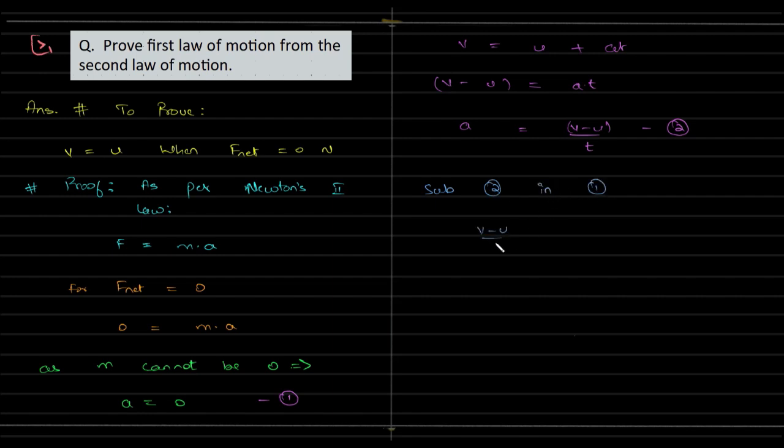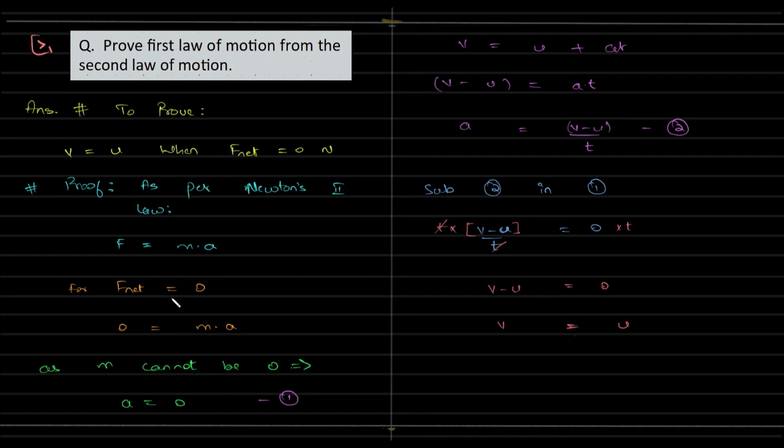v minus u by t is equal to 0. So if I multiply t on both the sides, we get v minus u is equal to 0, because 0 into anything is 0 and t gets cancelled over here. Therefore v is equal to u. The final velocity is equal to the initial velocity. Right, that's what we had to prove.